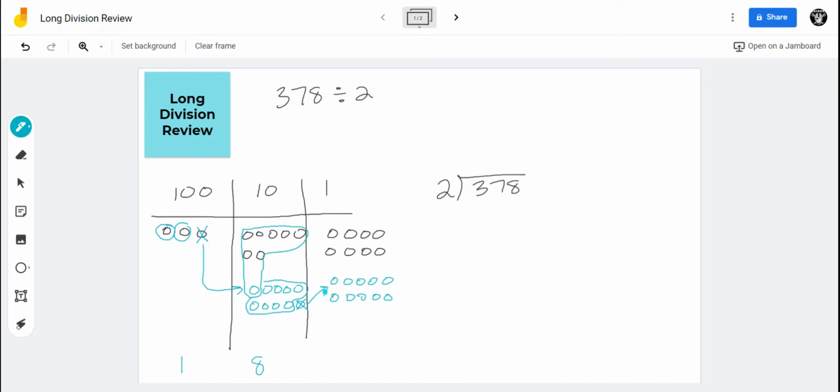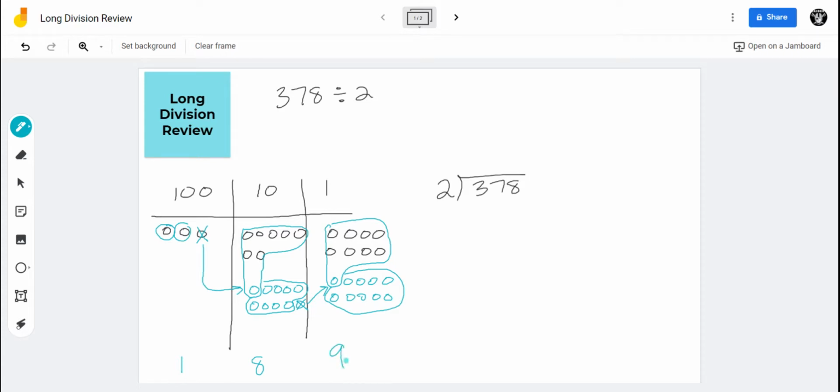Now I've got 10 ones. So I've got 18 ones total, and I'm going to split that into two equal groups. Well, I know that 18 divided by 2 is 9. So I'm going to take these 8 right here, add 1 from the bottom, and I've got a group of 9. And then I'm going to take this group of 9 and circle that, and I have none left over, so no remainder for this one.